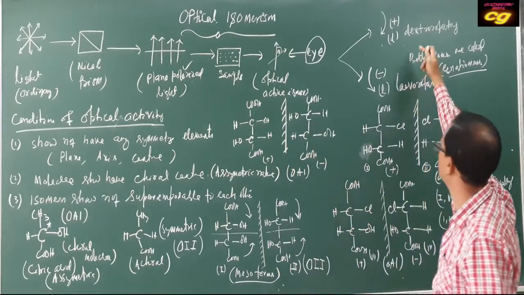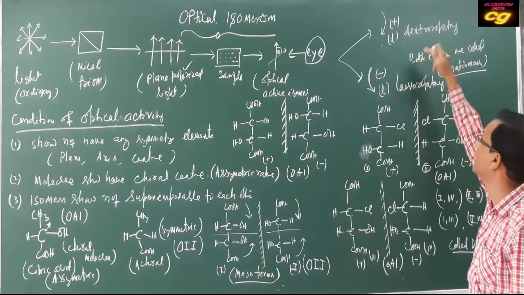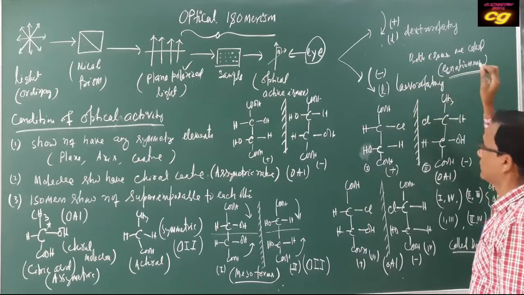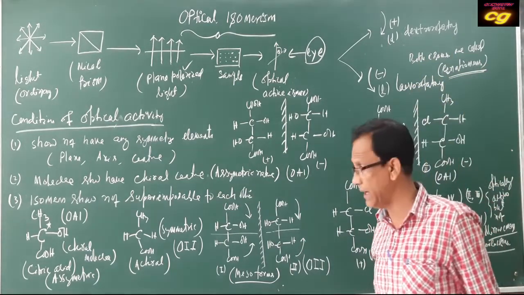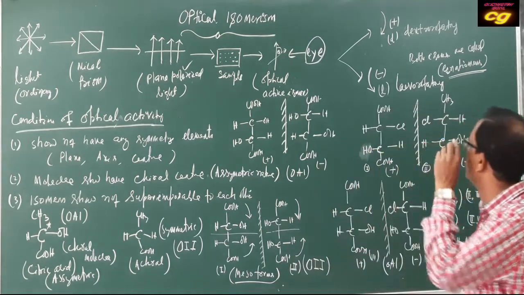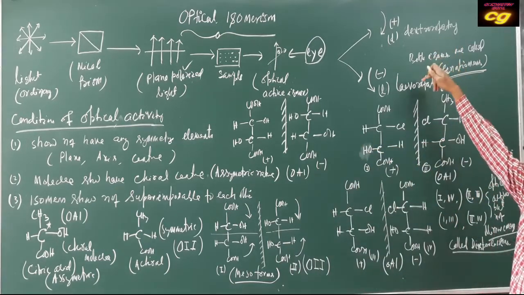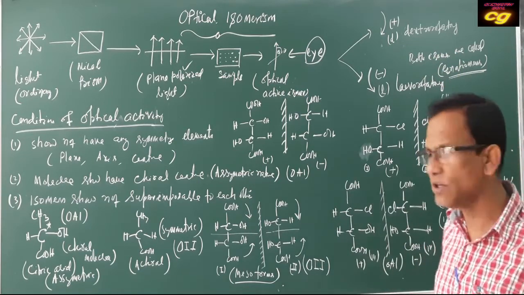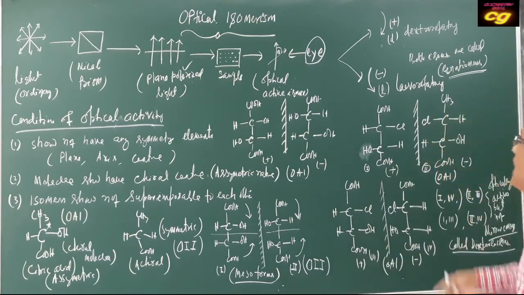So this combination of dextro and levo, these two isomers, are called enantiomers. Enantiomer means plus and minus. These two isomers are called enantiomers, optically active and mirror images.